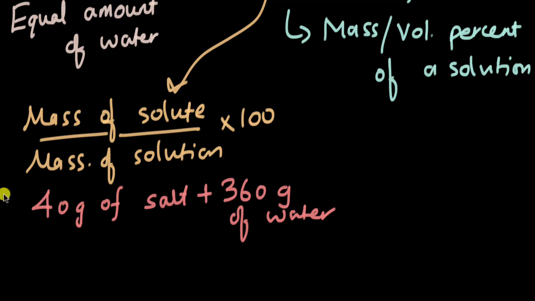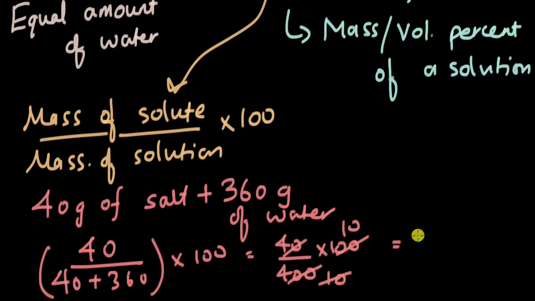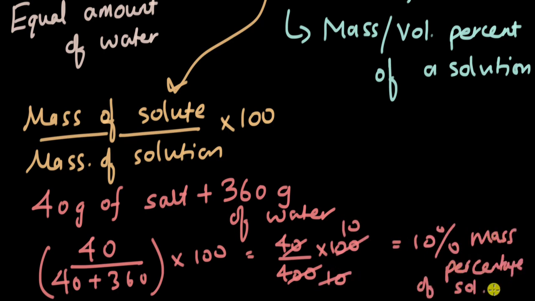So in this case, the solute is salt, that is 40 grams, divided by 40 plus 360, that is the mass of solution, right? Denominator is not the mass of solvent, but the mass of solution. So 40 plus 360. Both salt and water make up the solution, right? And this is then multiplied with 100. So if we work this out, this will be 40 divided by 400 into 100. This goes with 10 and this goes again with 10. So this is 10% mass percentage of the solution. And we can be more specific and write 10% mass percentage of salt water solution.